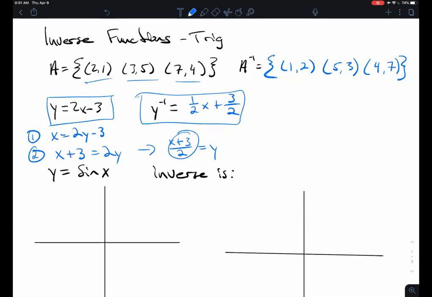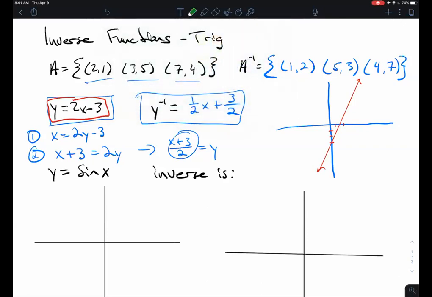Now, graphically speaking, if we want to sketch this out before we head into our trig functions, the original function will be the red function, 2x minus 3. So if I go down 1, 2, 3, it has a slope of 2. That looks like y equals 2x minus 3.